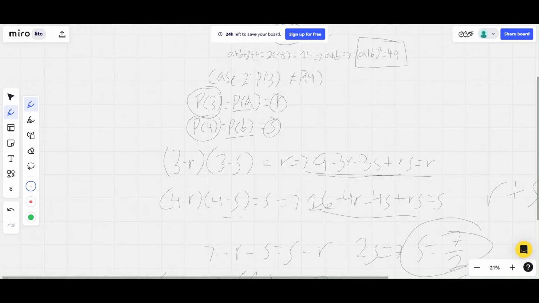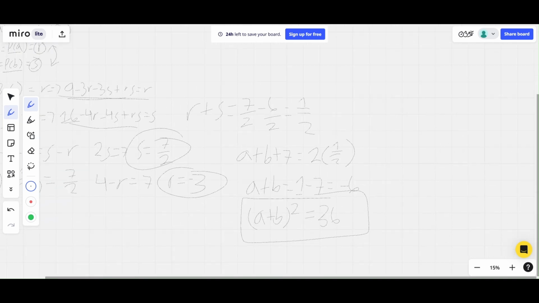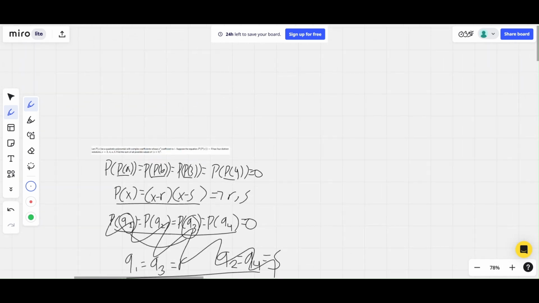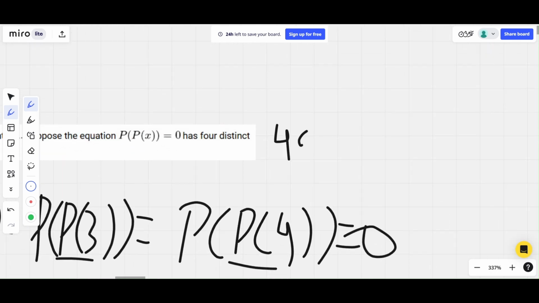You can also try this out yourself, because it doesn't really matter which pairs you choose and which pairs you set equal to each other. You're always going to end up with the same value for a plus b. So (a plus b) squared equals 36 or 49. Now it's asking for the sum, so we just add them up. And so our answer is 49 plus 36, which equals 85.